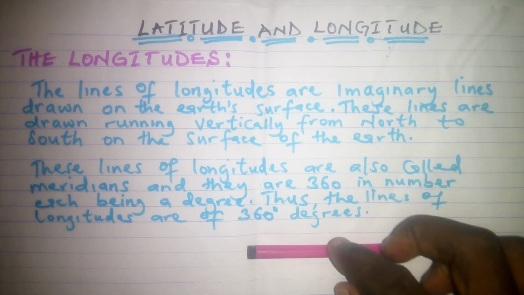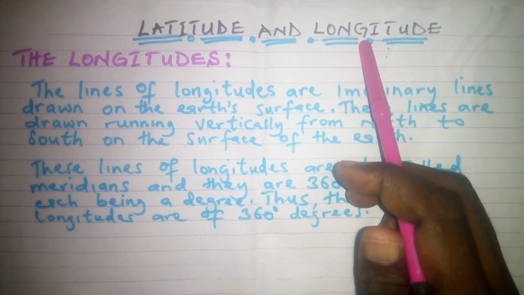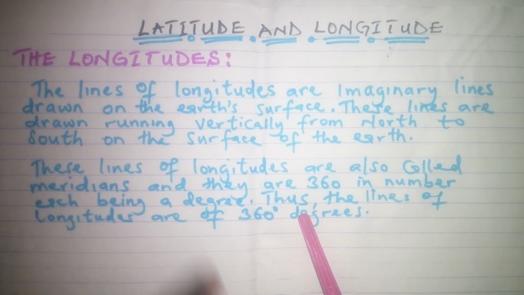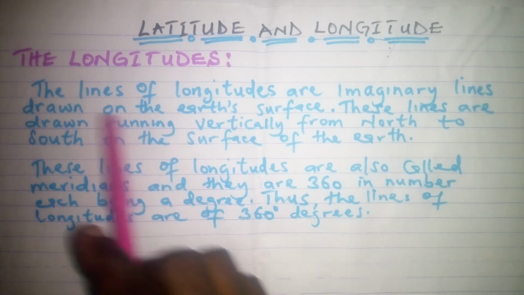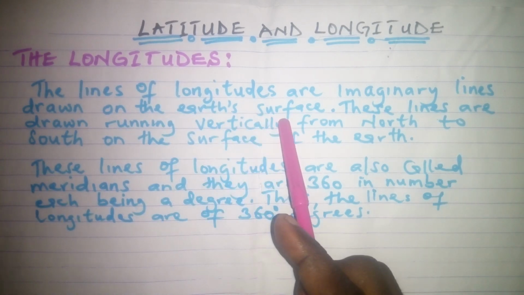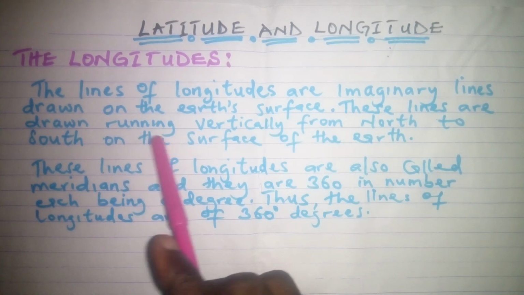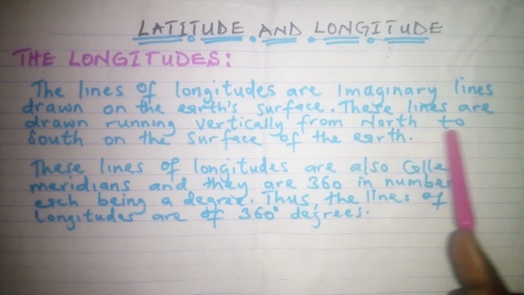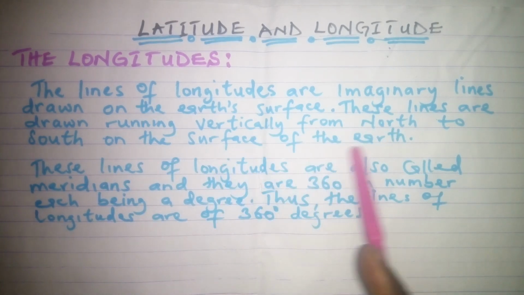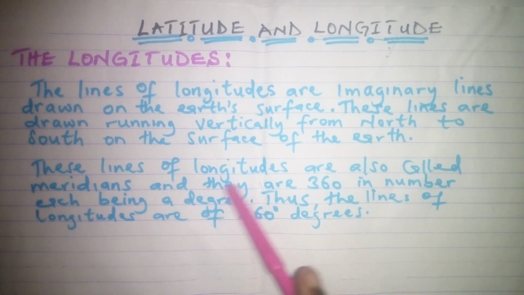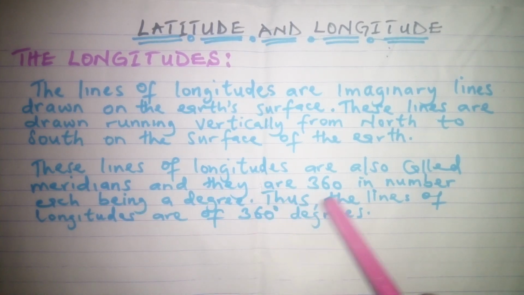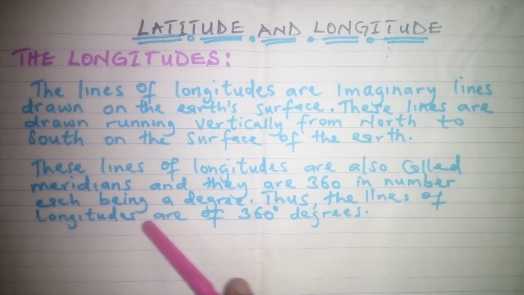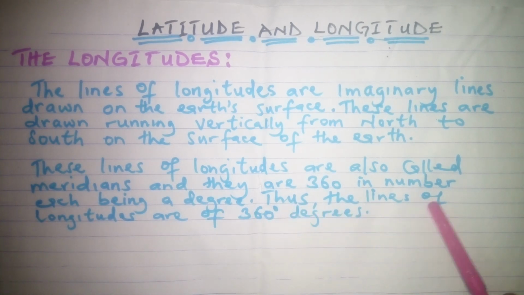Okay, so let's look at latitudes and longitudes. We're going to start with longitudes. It says the lines of longitudes are imaginary lines drawn on the Earth's surface. These lines are drawn running vertically from north to south on the surface of the Earth. These lines of longitudes are also called meridians, and they are 360 in number, each being a degree. Thus, the lines of longitudes are of 360 degrees.